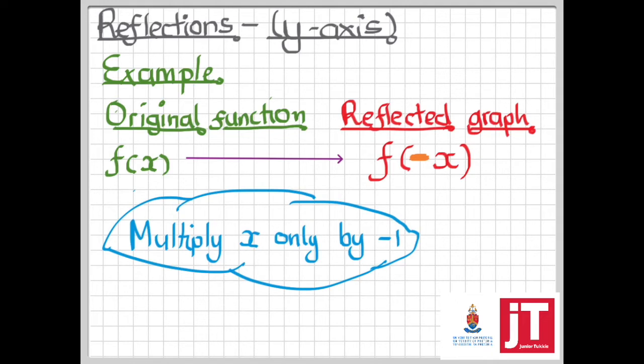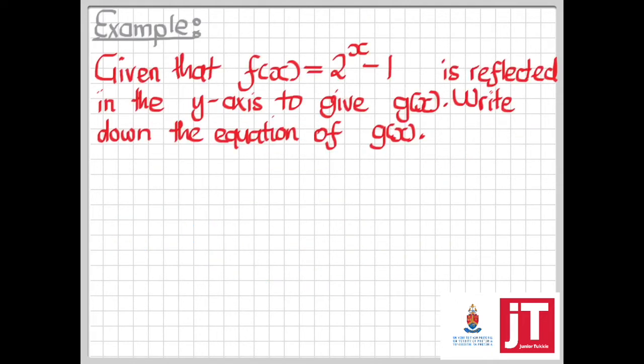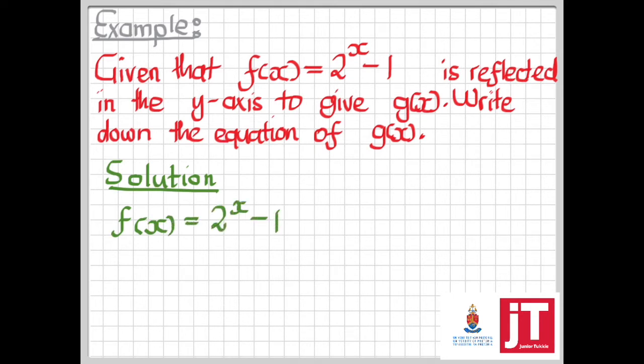Let's look at a specific example, and that will help us understand it clearly. In the first example, they say, given that f of x is equal to 2 to the power x minus 1 is reflected in the y-axis to give g of x, write down the equation of g of x. We start off by saying f of x is equal to 2 to the power x minus 1. Now, wherever you see x in the original function, we're going to sub in negative x.